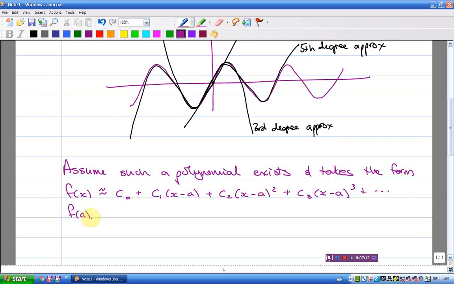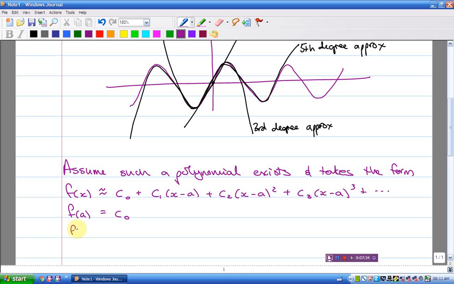Now if we plug x equals a into the left and right hand sides of that expression, everything on the right disappears except for the c naught. So c naught is just f of a. So now we've got the first term in our polynomial approximation of our function.